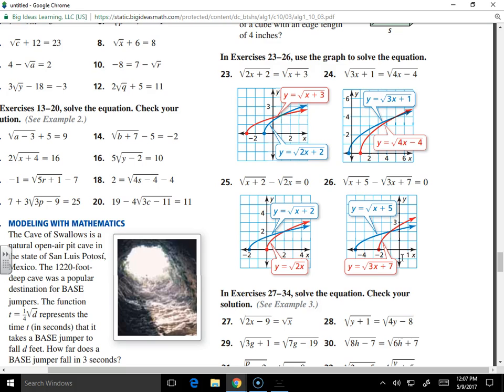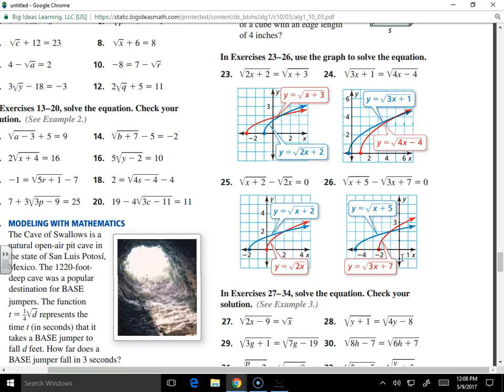In the first beginning of homework, 23 and 26 ask us to not even solve. It says use the graph to solve. If you're using the graph to solve, when do two equations equal each other? We're looking for intersections. So, let me not do your homework 23. No words. You can think it in your heart.